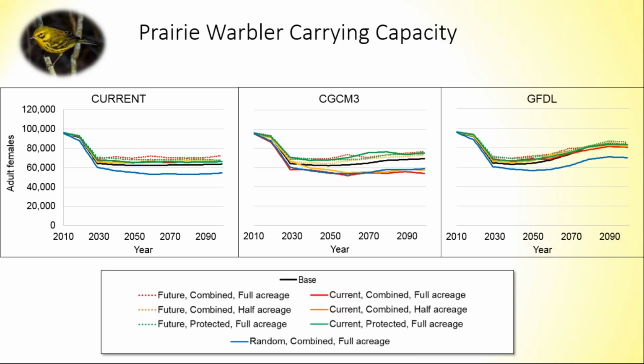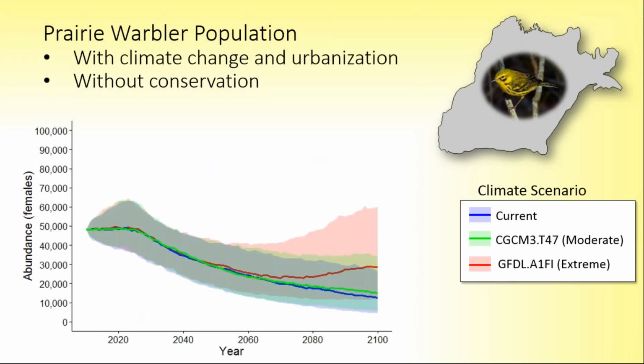And what's going on there is that by the end of the century, we have climate change actually changing the forest structure to the point that it's actually providing some prairie warbler habitat. So that's interesting in its own right. So that's just habitat and carrying capacity. What about the populations? Well, first let me show you three different population models. What these show you is no conservation or restoration here. These are the baseline runs from the three different climate scenarios.